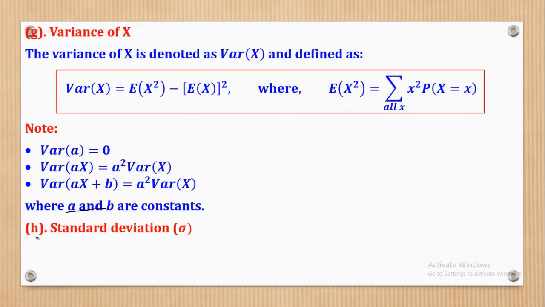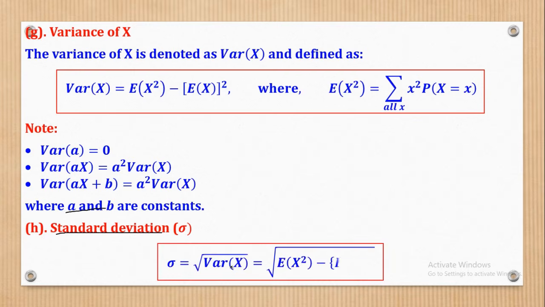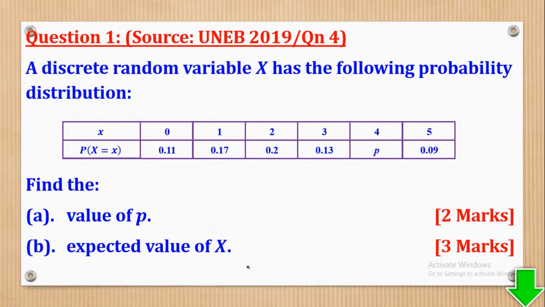Then lastly, we have what we call standard deviation. Standard deviation is the square root of variance. So if this is the variance, you take a square root, and that will be the standard deviation. So these formulas are very vital and you have to know how to use them. So let's see how they can be used.